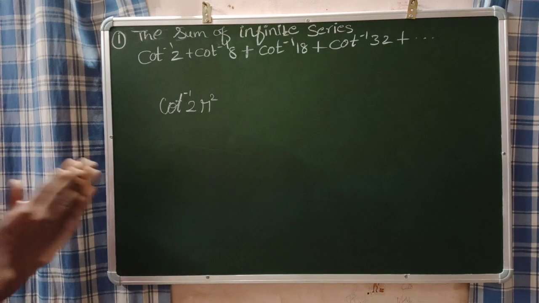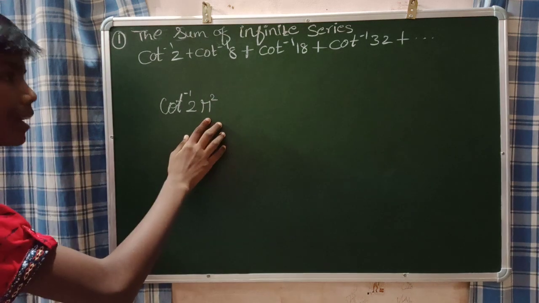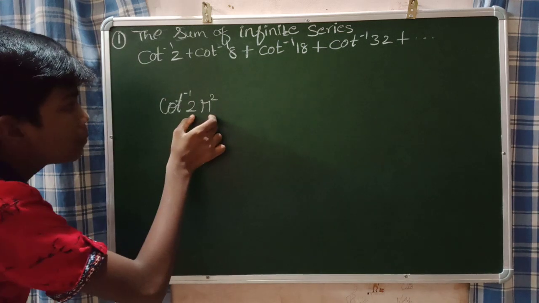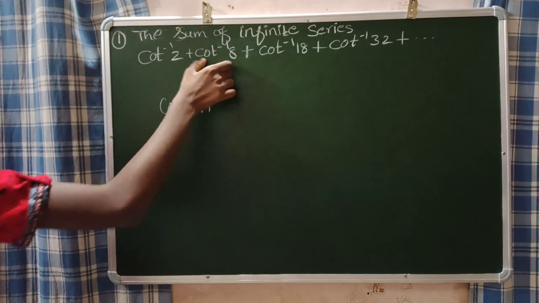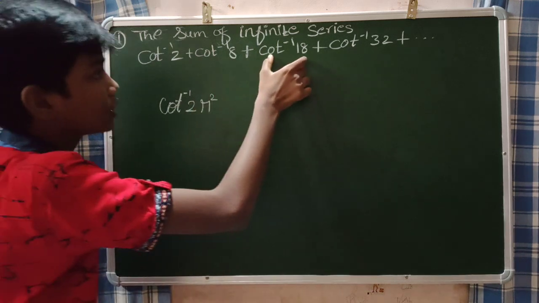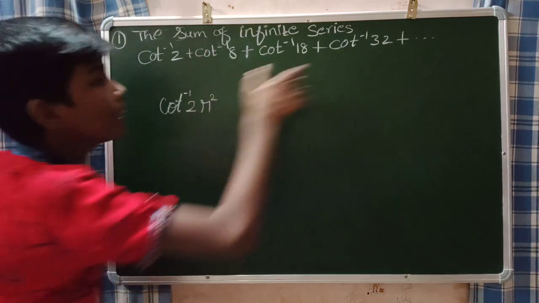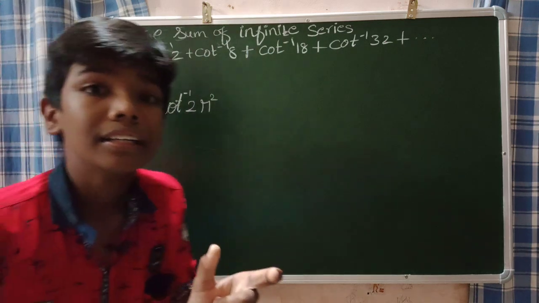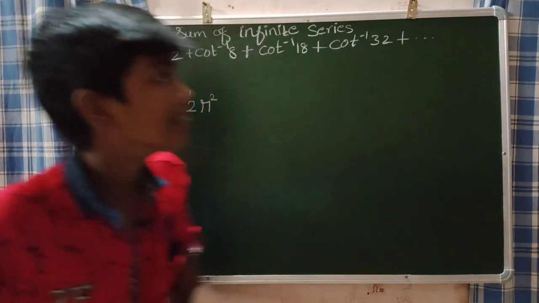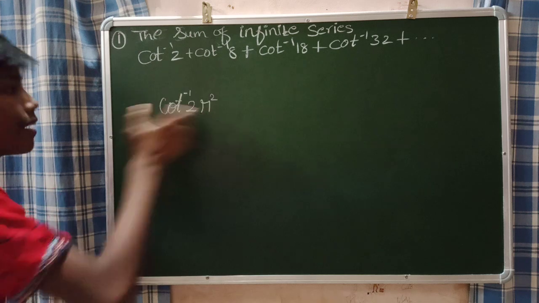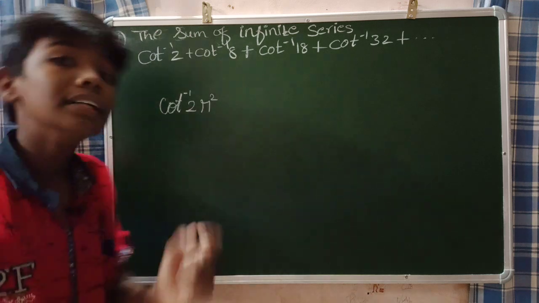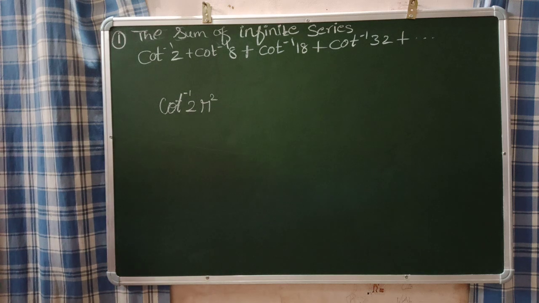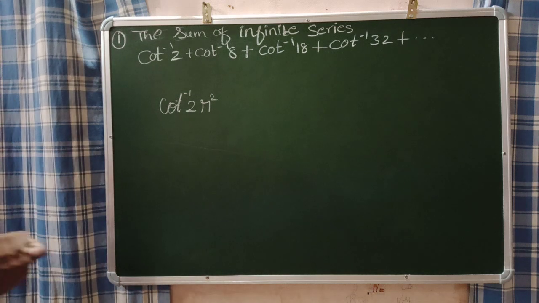How I'm saying this is, guys, apply 1 in place of r. When you apply 1 in place of r, you will get cot inverse of 2. When you apply 2, you will get cot inverse of 8. When you apply 3, you will get cot inverse of 18. When you apply 4, you will get cot inverse of 32. So you need to apply every value in place of r and check whether the series is the same as your general term. That is why you should choose your general term of the series. Now, we got that cot inverse of 2r square is the general term.